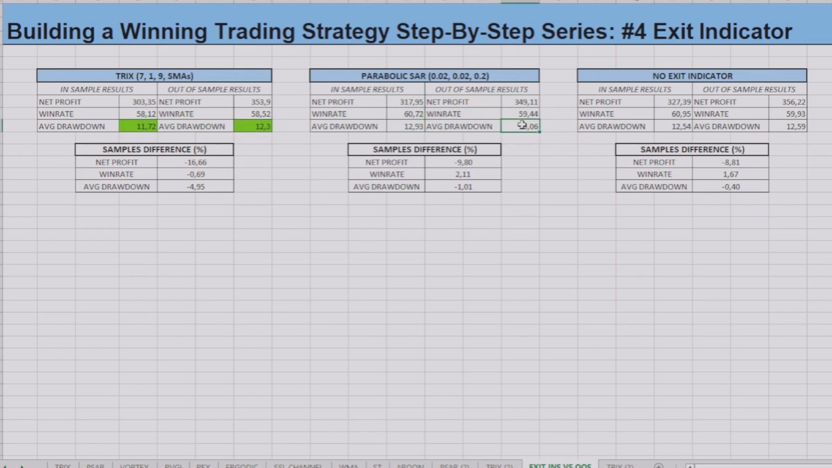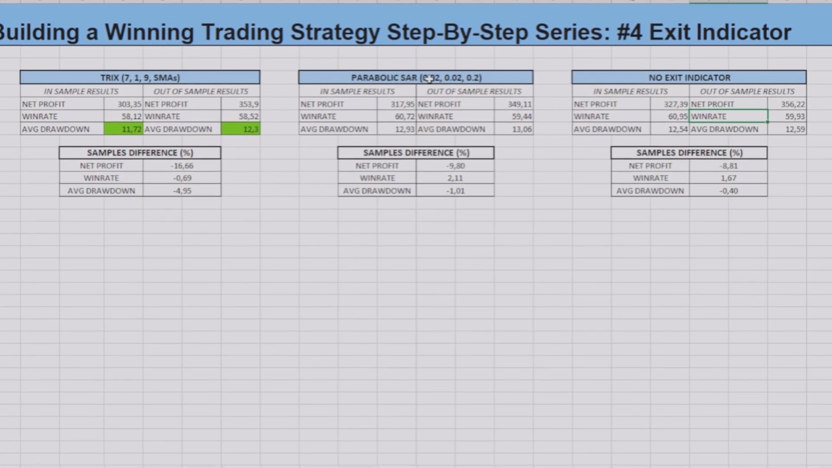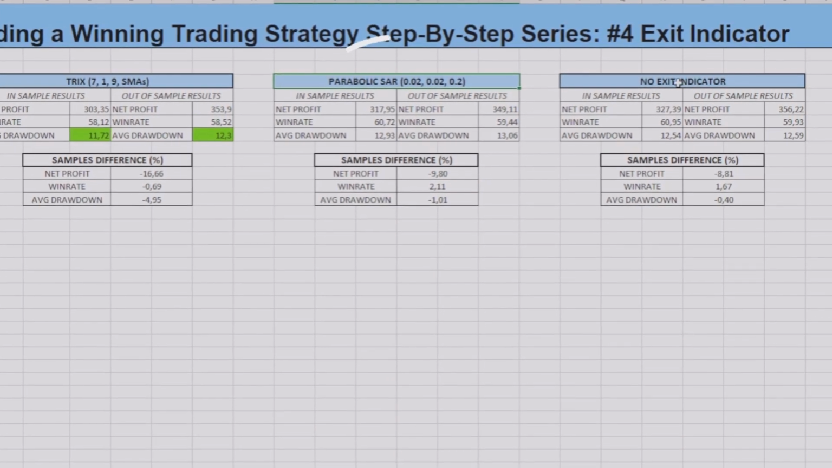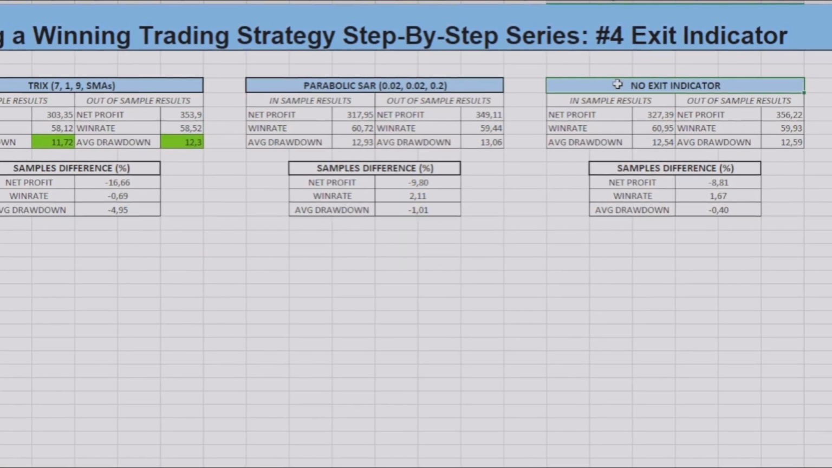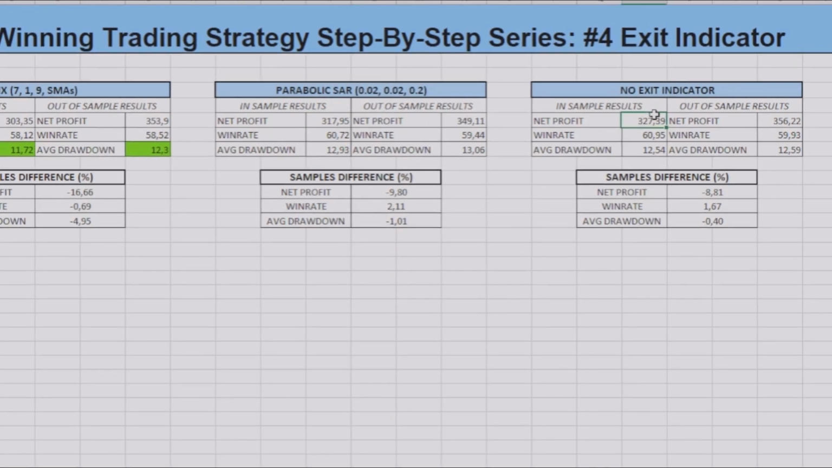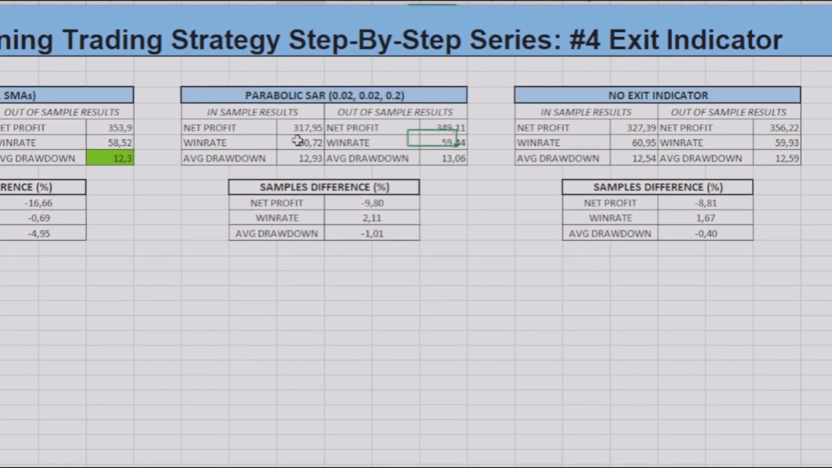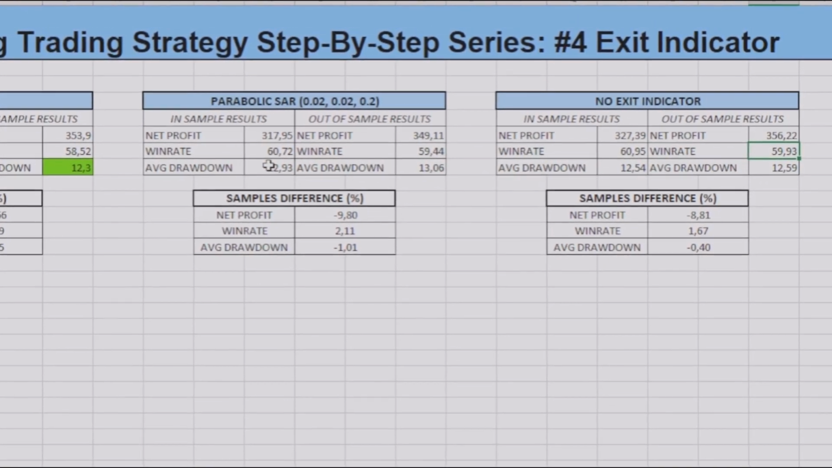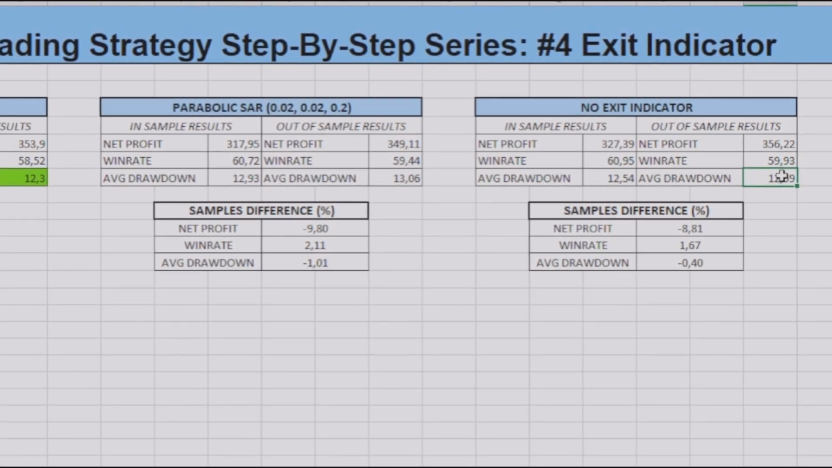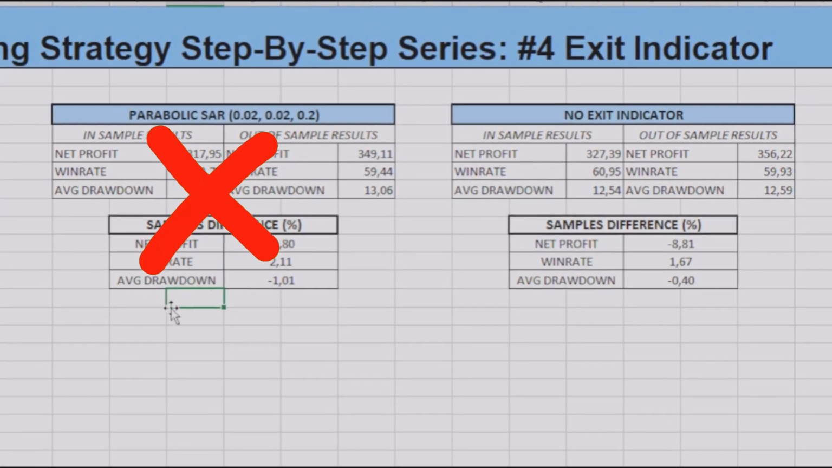indicator, we can see that the parabolic SAR does not improve any of them. Comparing the strategy that uses the parabolic SAR as an exit indicator with the strategy that does not have an exit indicator, we can see that the net profit decreases as well as the win rate and the average drawdown increase, so the parabolic SAR is eliminated.